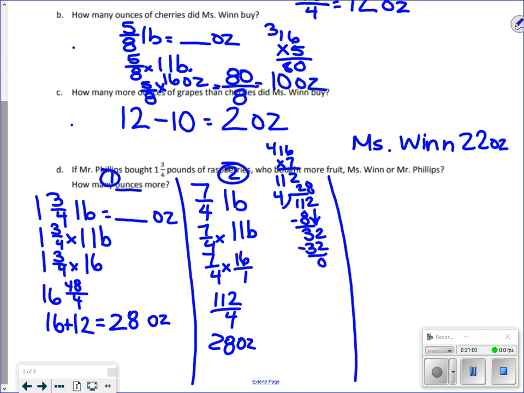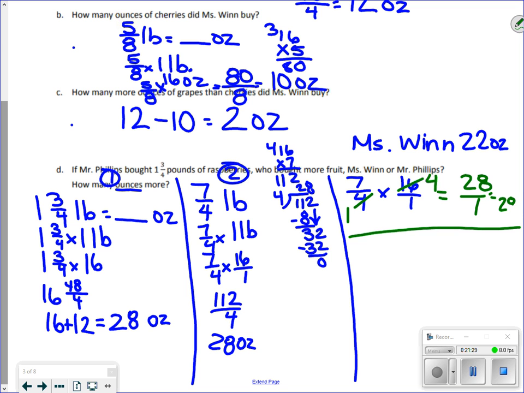Another one of my students did the improper fraction, 7/4, and when she got to the 16, did 2.0. 4 into 4 is 1, 4 into 16 is 4, and went, oh, 28. Wow. So that's another one.